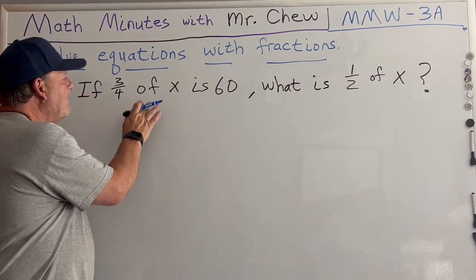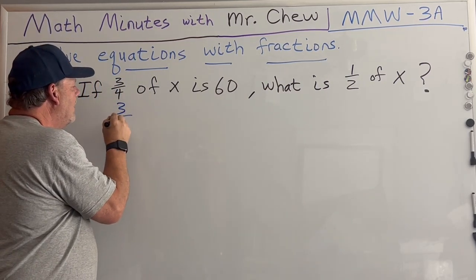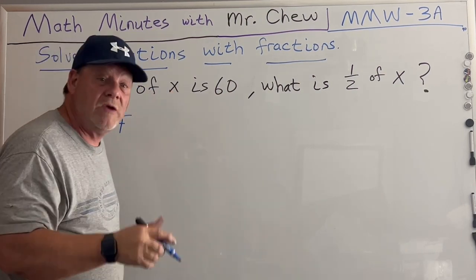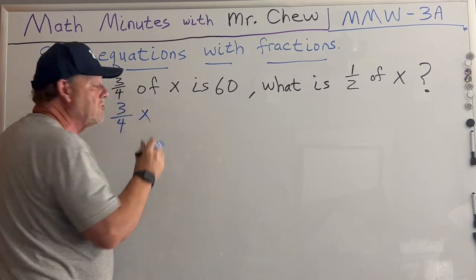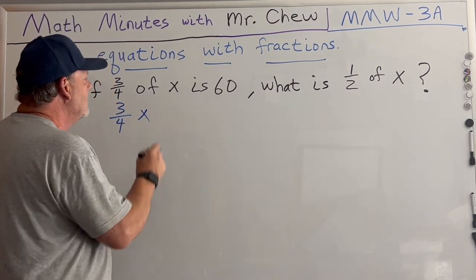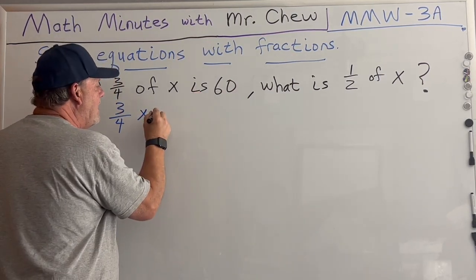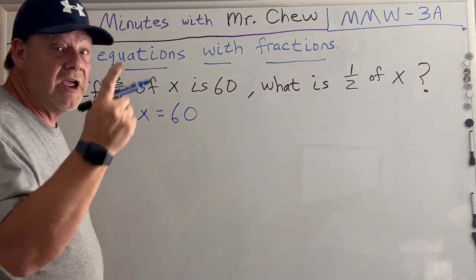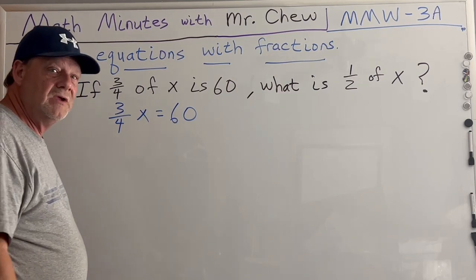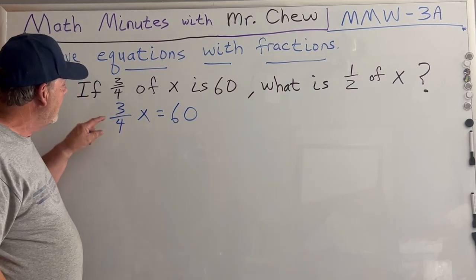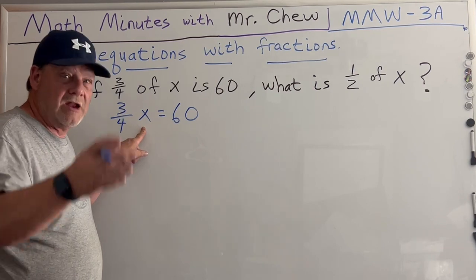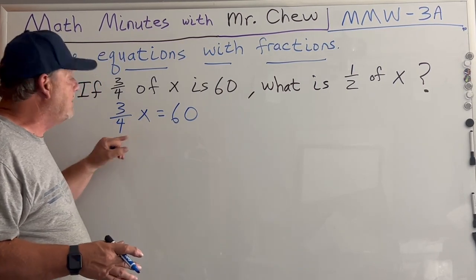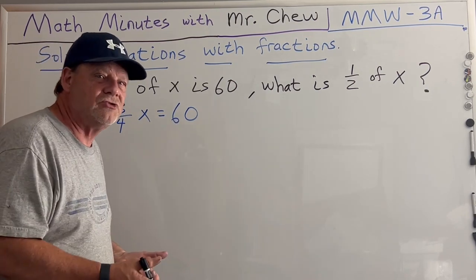So anytime I've got "of," I know that means times. And 3/4 of x is 3/4 times x. And I can just write that as 3/4 x. Then there is an equal sign, and in mathematics, 60. Now this is a one-step equation. You have to multiply 3/4 x by a number using the multiplication property of equality and do the same thing to the left as the right, and then deal with the fractions.